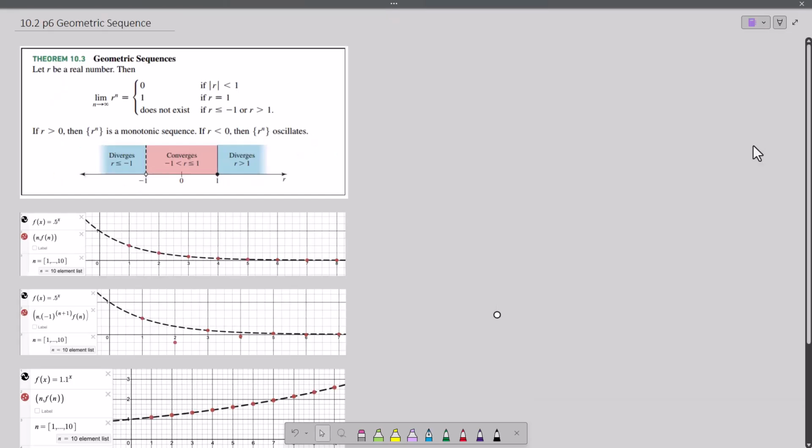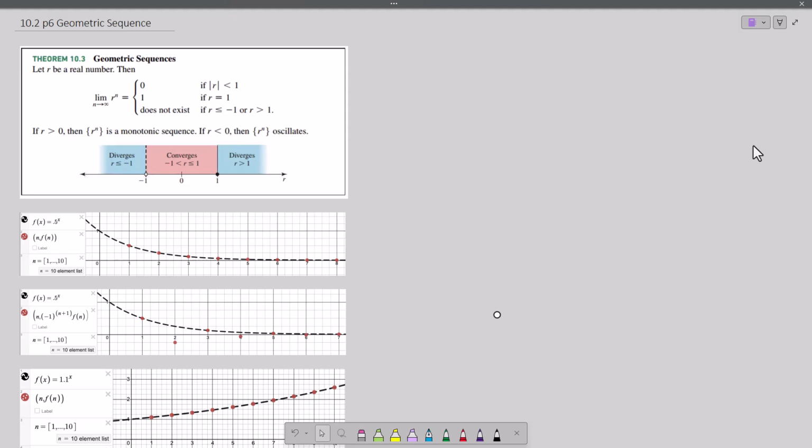So let's look at this specific type of sequence, probably the most important type of sequence that we're going to see. This is called the geometric sequence. And the geometric sequence looks like an exponential. So n goes off to infinity, and r is some number. We raise it to the nth power. That's called geometric. And you already sort of know this.